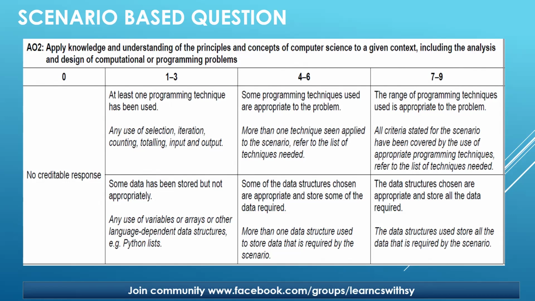In order to score 7 to 9 marks out of the 9 marks, you need to be using all the given programming techniques. Like you have understood the question very well, and you have understood the scenario very well, and you have applied all the appropriate programming techniques the way they are required. Along with that, you have used the data structures properly, whatever are needed in the scenario, you have used them appropriately, then inshallah, you'll be scoring 7 to 9 marks for assessment objective 2.